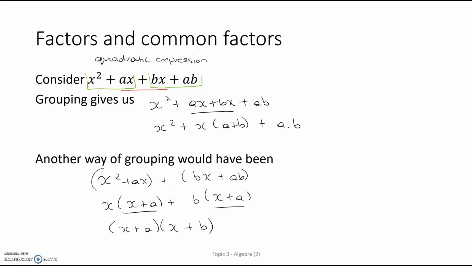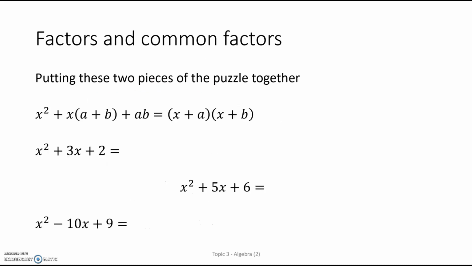What we've done is we've rewritten x squared plus ax plus bx plus ab in two different ways. So maybe that can help us. If we're trying to factorise, what we've got here is this is the number that's both the terms added, and this is the two terms multiplied.